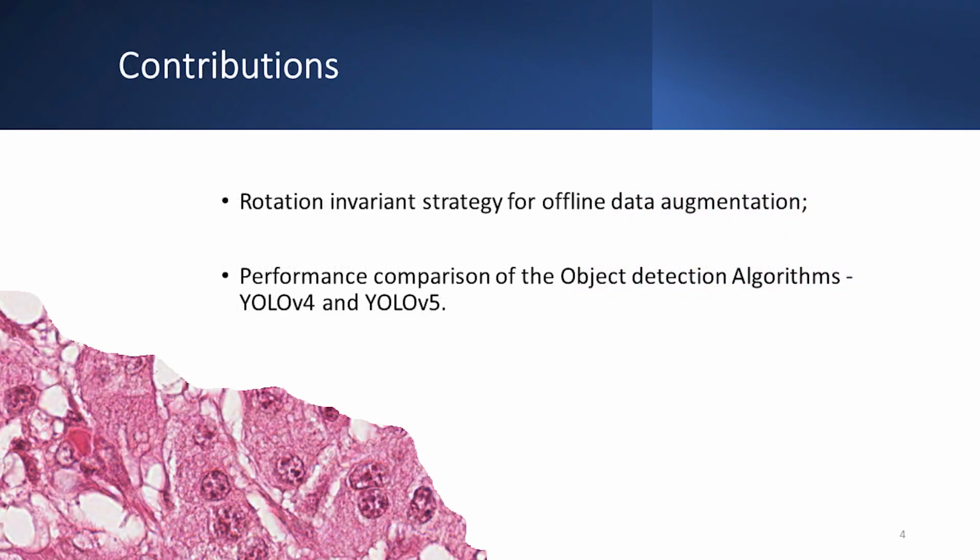The main contributions of this work are a rotation invariant strategy for the augmentation of a dataset and a comparison of YOLO 4 and YOLO 5 for the use case of mitosis detection. We chose 2 versions of the YOLO algorithm due to their known accuracy on detecting a large number of different objects, due to their open source code being actively supported, and due to their popularity.